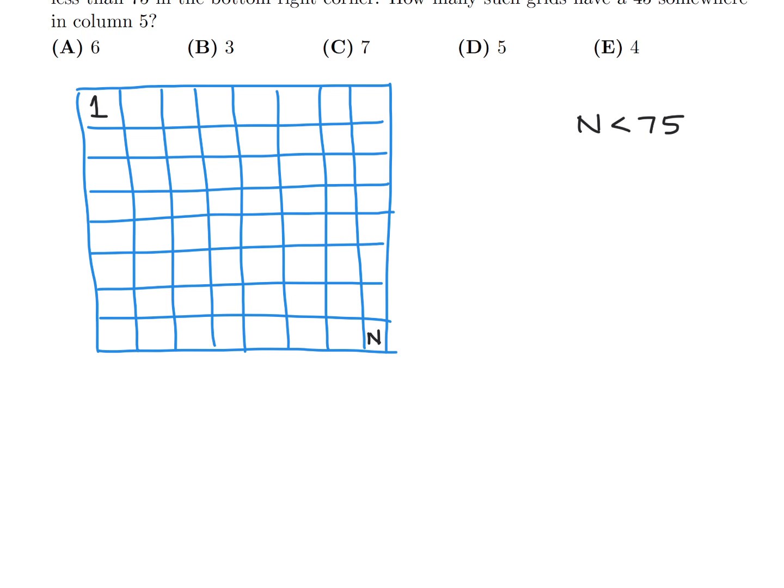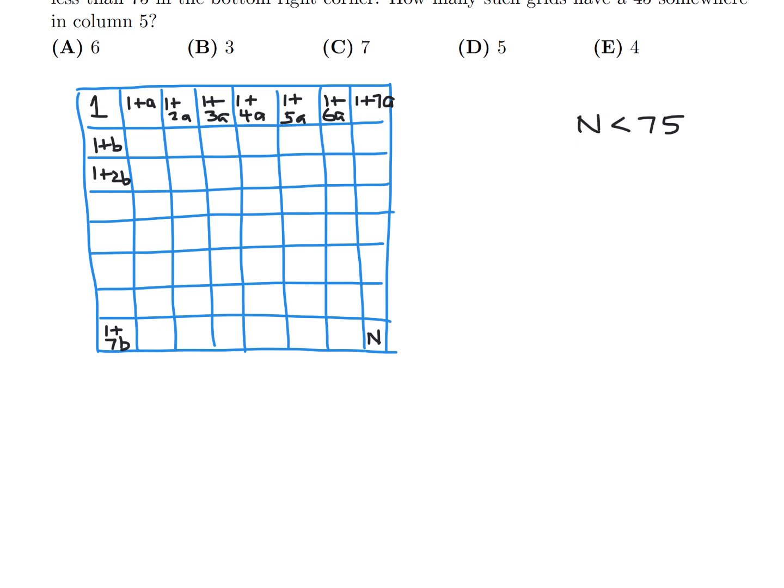And then they say that it increases by a when you're going left to right. So this would be 1 plus a, 1 plus 2a, and so on. 1 plus 3a, 1 plus 4a, 1 plus 5a, 1 plus 6a, and 1 plus 7a. And then similarly, when you go top to bottom, it increases by b. So this is 1 plus b, 1 plus 2b, and so on, all the way up till 1 plus 7b.